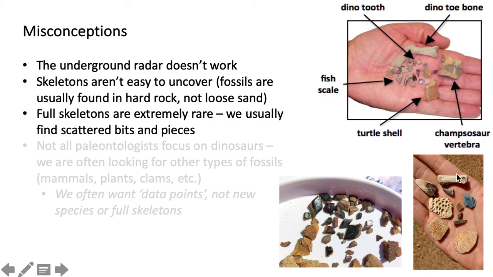So here's the type of things that we typically find: little bits of turtle shell, little toe bones, teeth, fish teeth and crocodile teeth, mammal teeth. These are all gar scales. A lot of these that look like little arrowheads are scales from gar, a type of fish. So that's a lot of what we find out in the field, not these beautiful full skeletons.